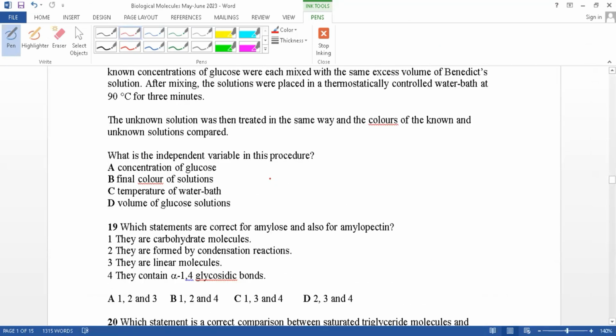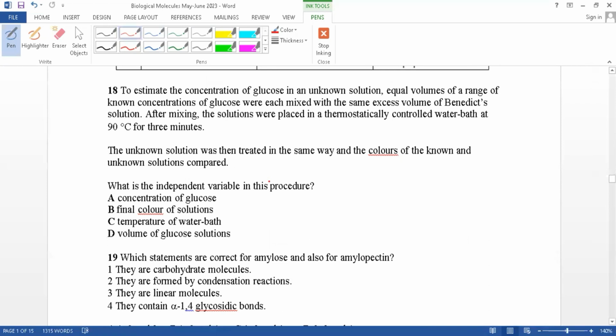To estimate the concentration of glucose in an unknown solution, equal volumes of a range of known concentrations of glucose were each mixed with the same excess volume of Benedict's solution. After mixing, the solutions were placed in a thermostatically controlled water bath at 90 degrees Celsius for 3 minutes. The unknown solution was then treated in the same way, and the colors of the known and unknown solutions compared. What is the independent variable in this procedure?